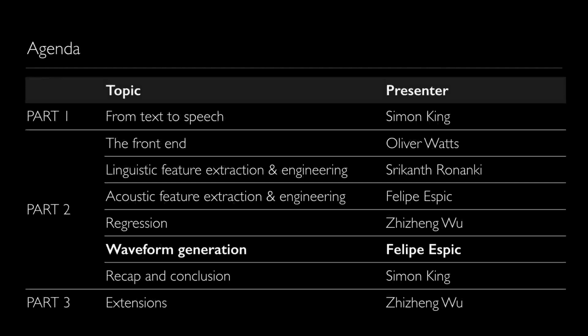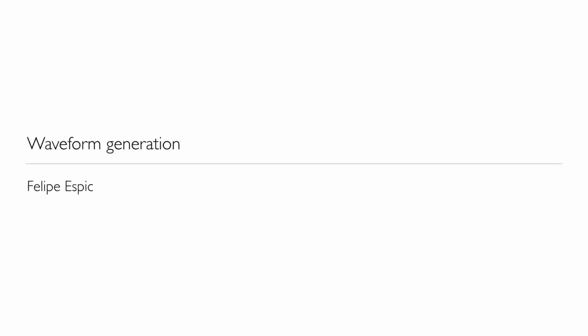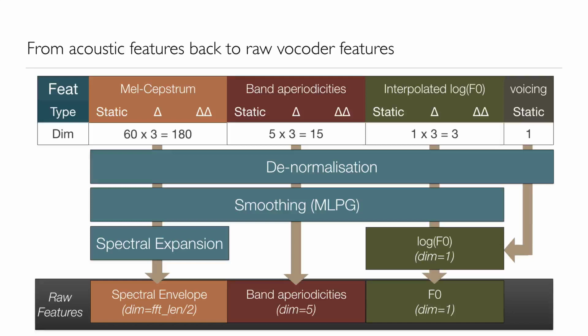Hi again. So now we're going to talk about the last step, or the last stage in this process, which is the waveform generation. So the DNN has already predicted feature streams: Mel-cepstra, band aperiodicities, interpolated F0 and voicing decision, with their respective deltas and delta-deltas. Then we need to go back to the raw vocoder features, so the vocoder can produce the waveform from these parameters.